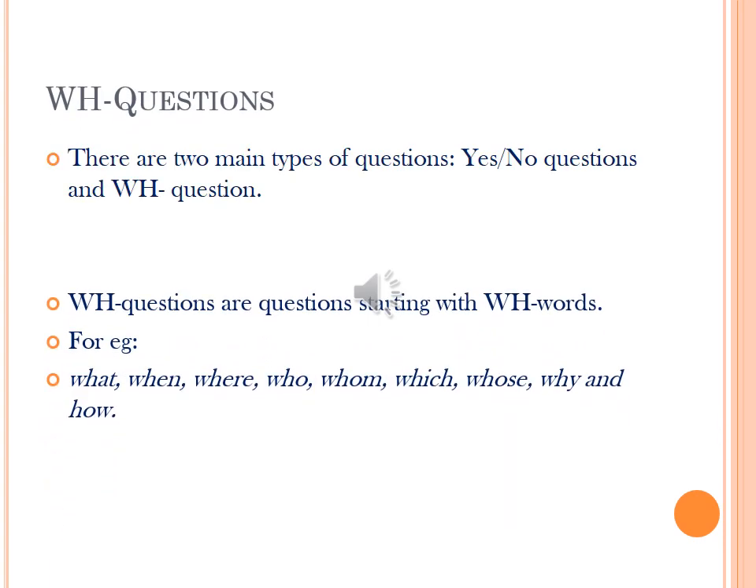There are two types of questions. One is yes or no questions and another one is a WH question. Yes or no questions we have seen in the other video, and the WH questions are nothing but the questions starting with WH words. For example, what, when, where, who, whom, which, whose, why and how.